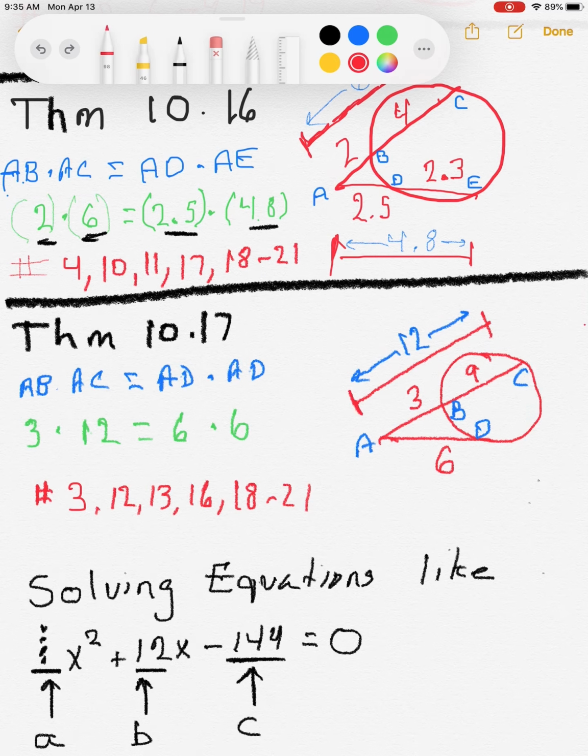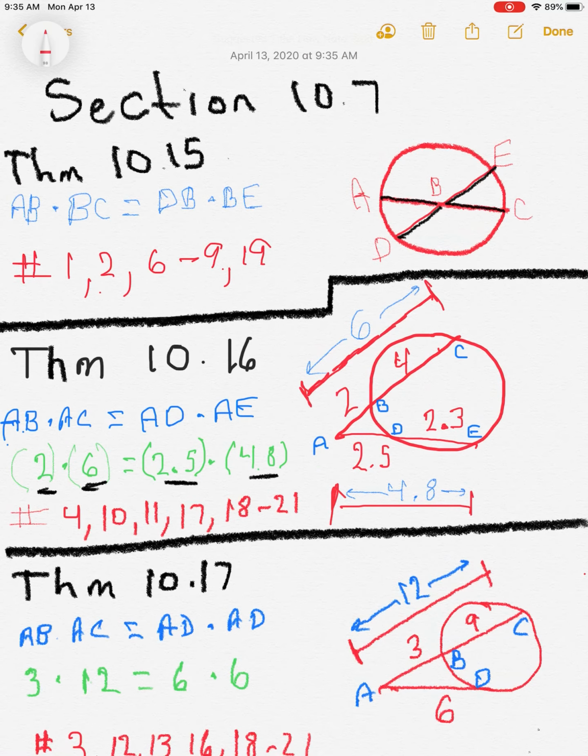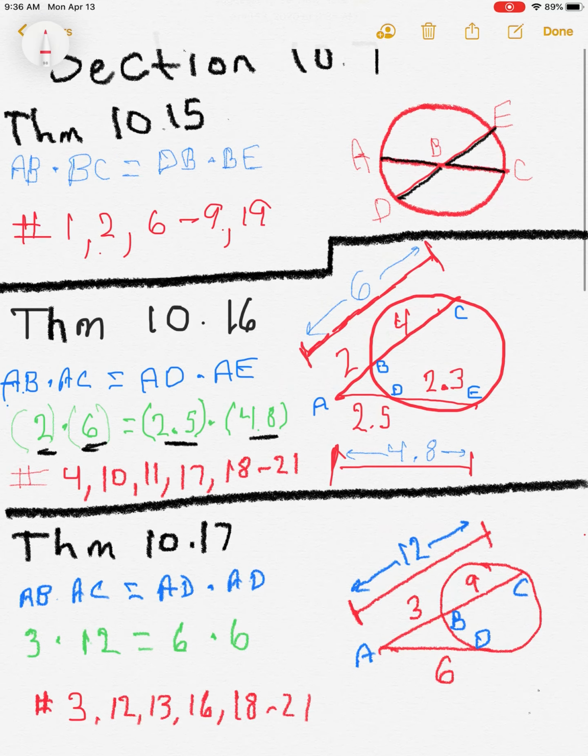At this time, I would like to explain section 10.7. Section 10.7 begins on page number 750. It involves three theorems. The first theorem is Theorem 10.15. Theorem 10.15 involves the intersection of two chords.